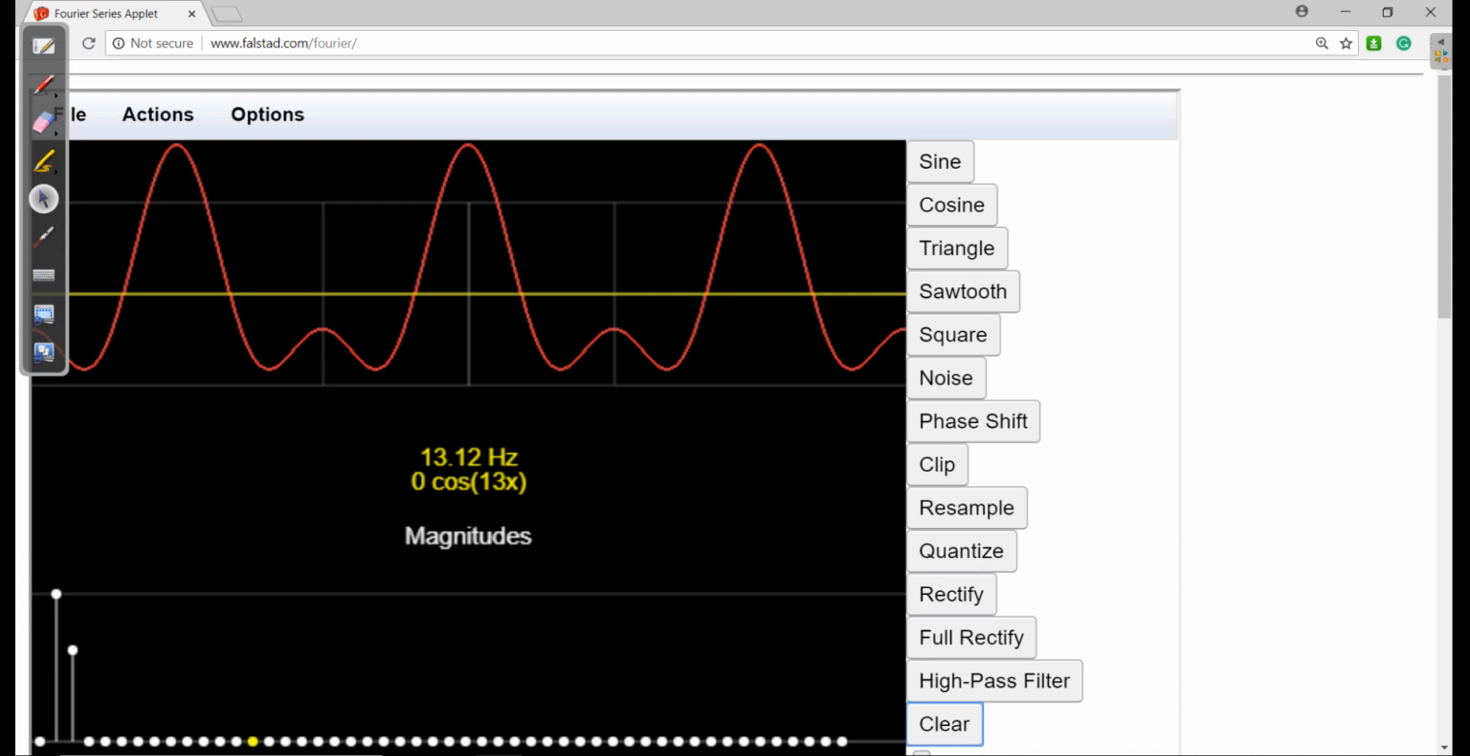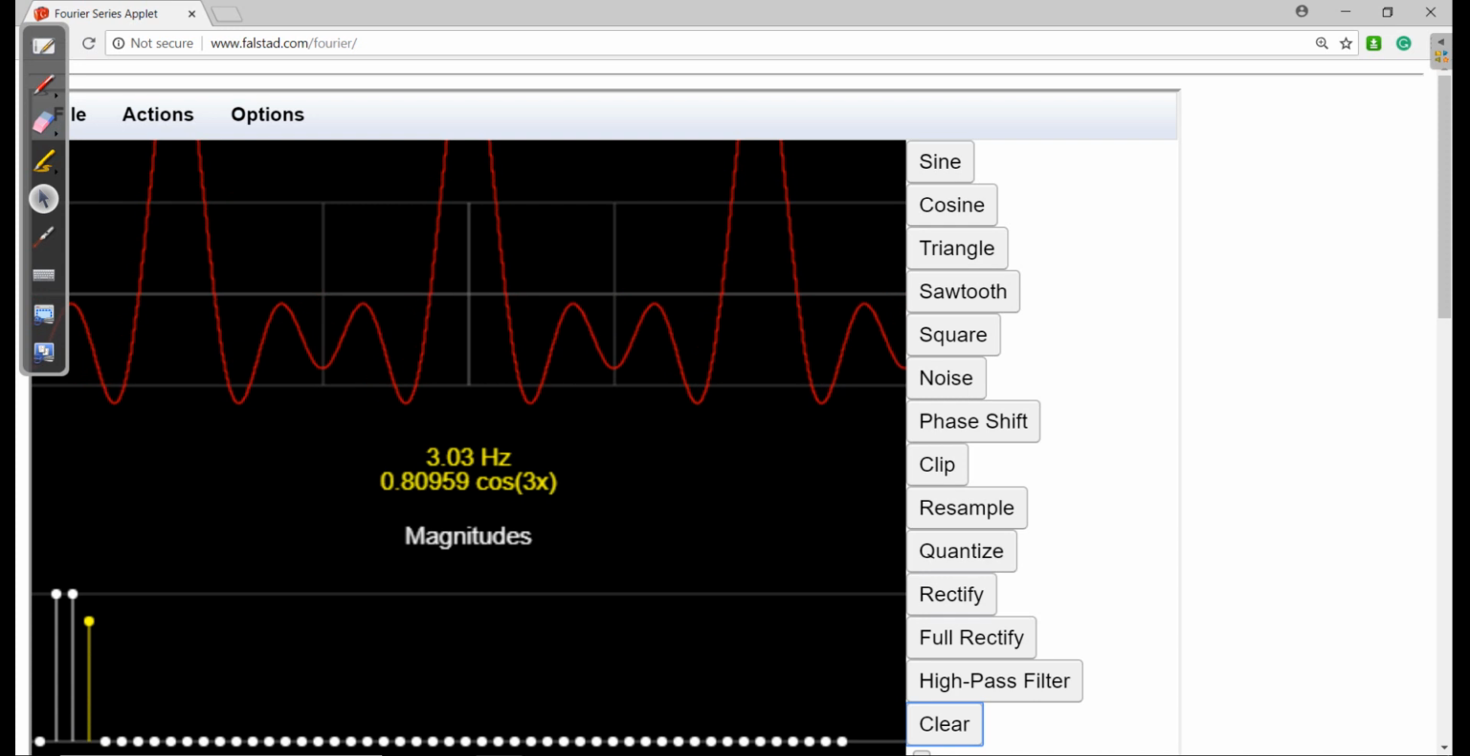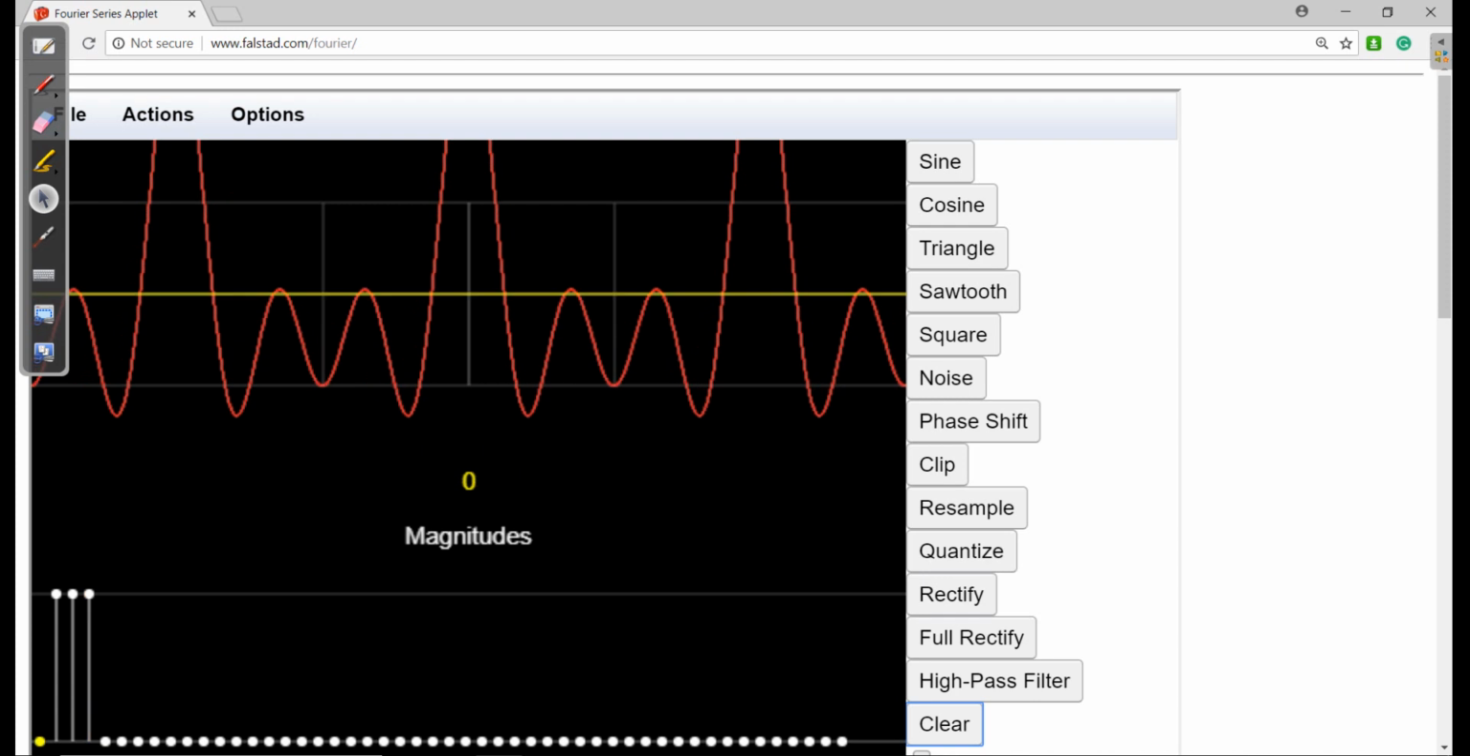Let's try to add one more component here. So if we add a frequency component with 3 Hz, you can see the change in the waveform. So the resultant signal is again periodic, and it is having now 3 components.